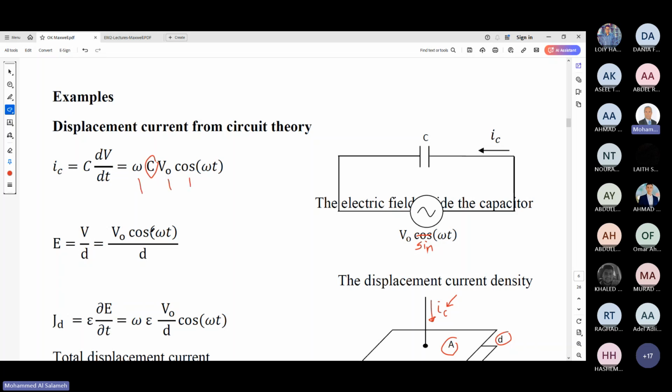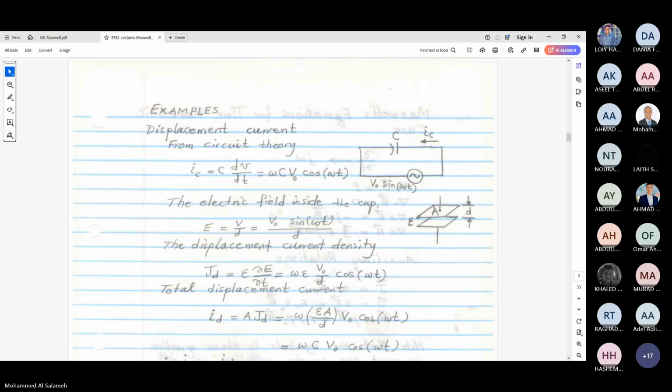So that's okay. Now E equals V over D. So this should also be sine. V naught sine omega t over D, because V over D, this is V, sine omega t. Let me just make sure. Yes, sine omega t over D. Okay, I will correct this also here. Also, this should be sine.